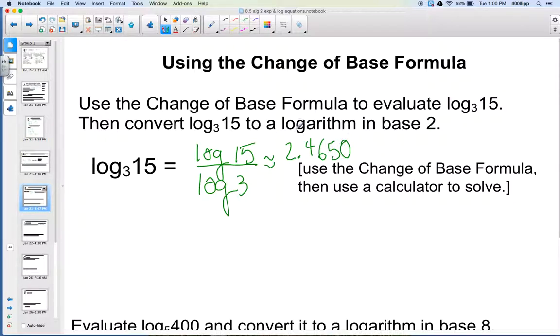Okay, so now what we're going to do is change it to have a base of 2. We know that I have log base 3 of 15, and I want to make that, instead of base 3 now, a base 2 of, we need to find the value of x that will make this true. So we just found that log base 3 of 15 is log of 15 over log of 3, which is equivalent to this.